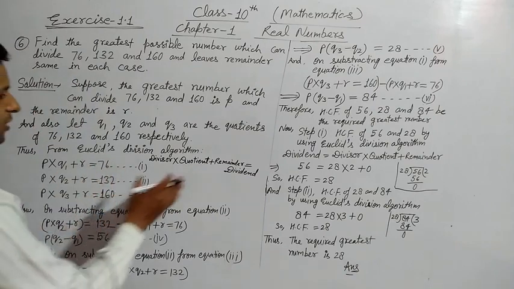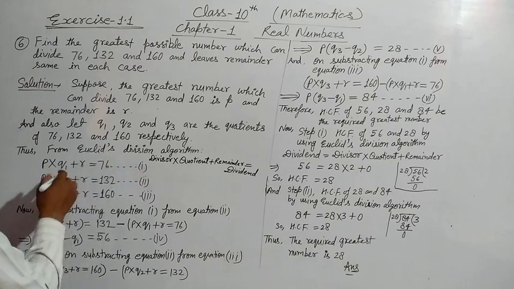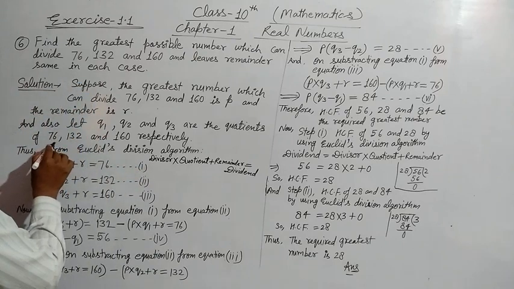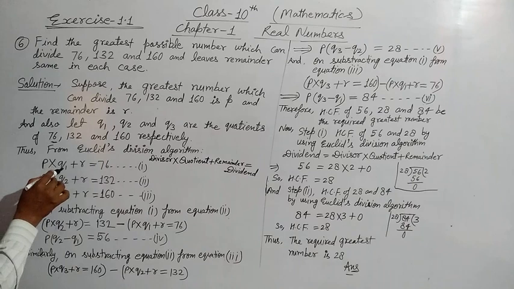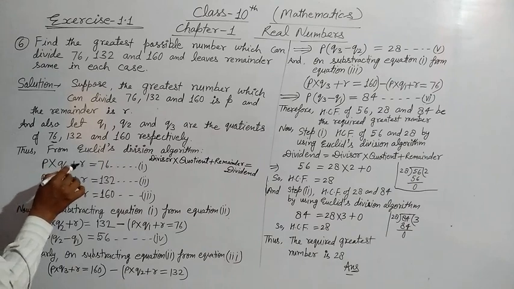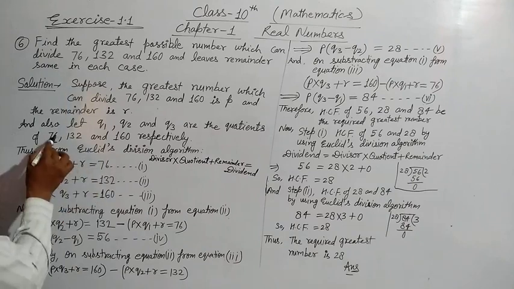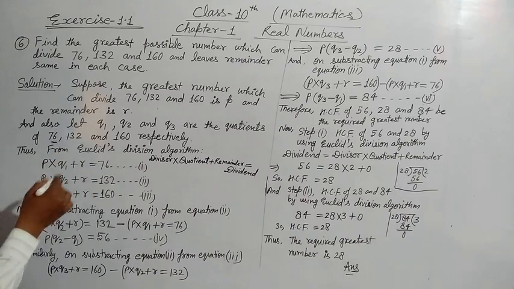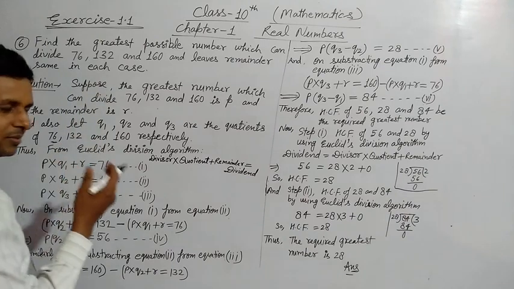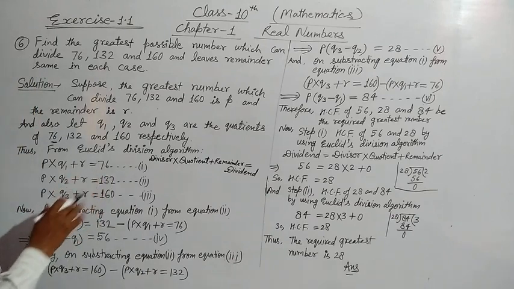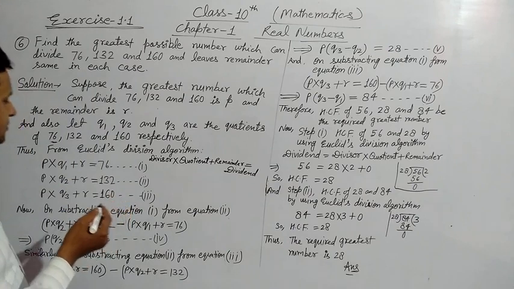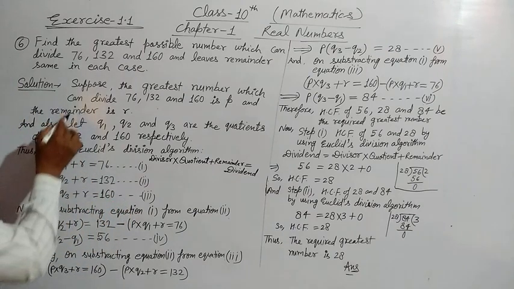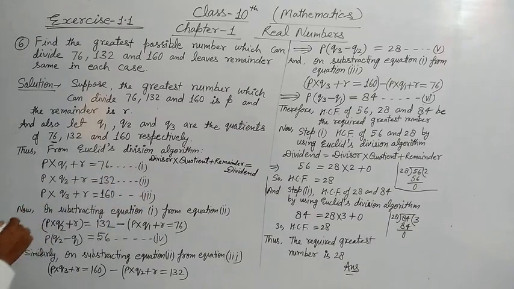See here, we can write in this way. For the first number, 76, P is the divisor, Q1 is the quotient and R is the remainder. Now the dividend will be 76. In earlier videos I taught you this method very well, so you can see my previous videos. For the first number this equation will be fine.